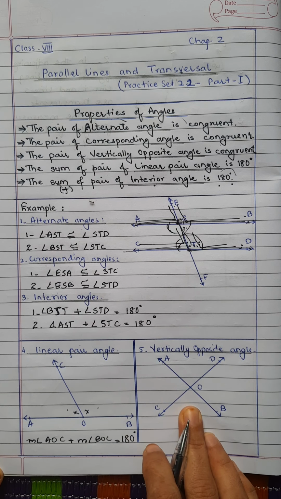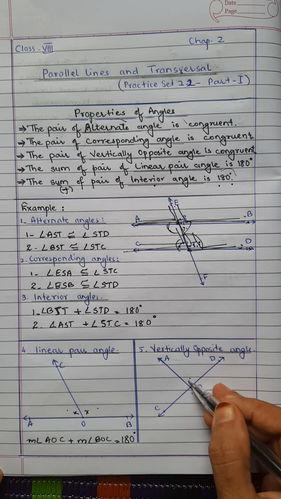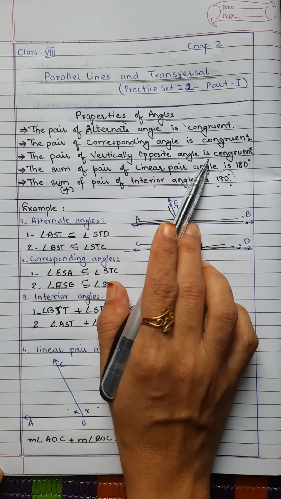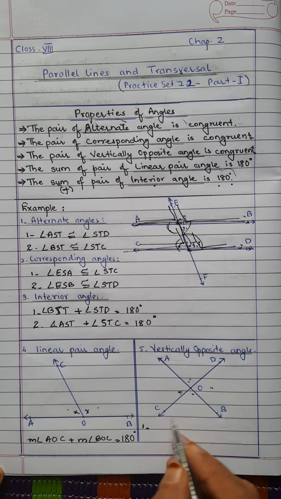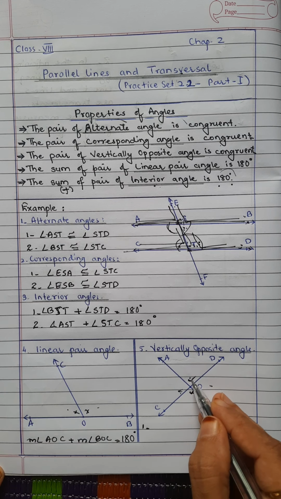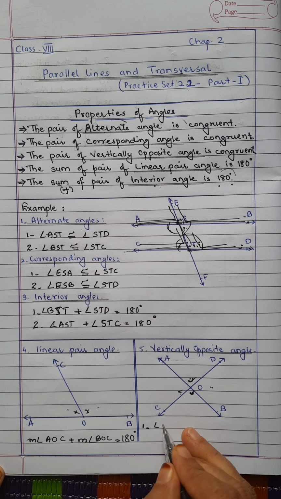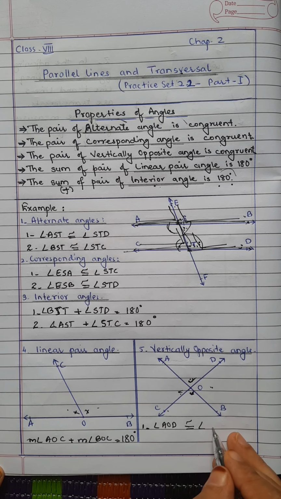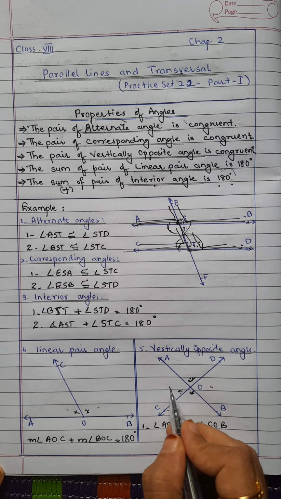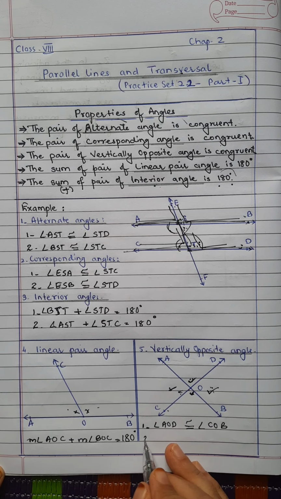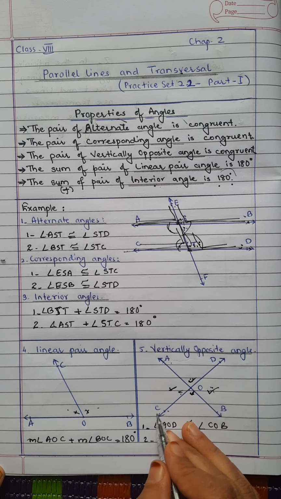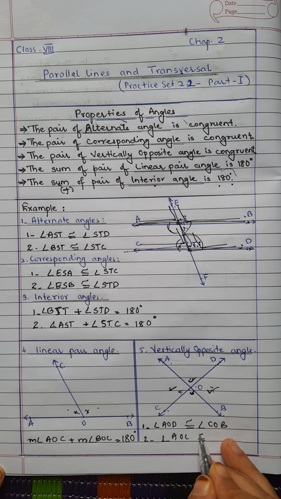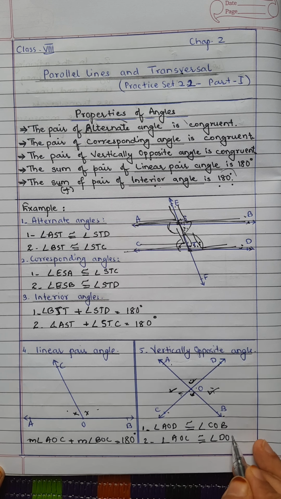Next is vertically opposite angles. Vertically opposite angles means these two. The pair of vertically opposite angles is congruent, is equal. So here an example can be given for these two. Angle AOD will be congruent with angle COB, and number two, angle AOC is congruent with angle DOB.